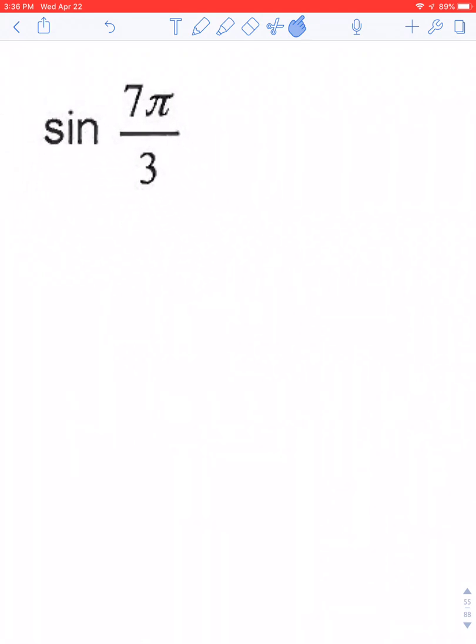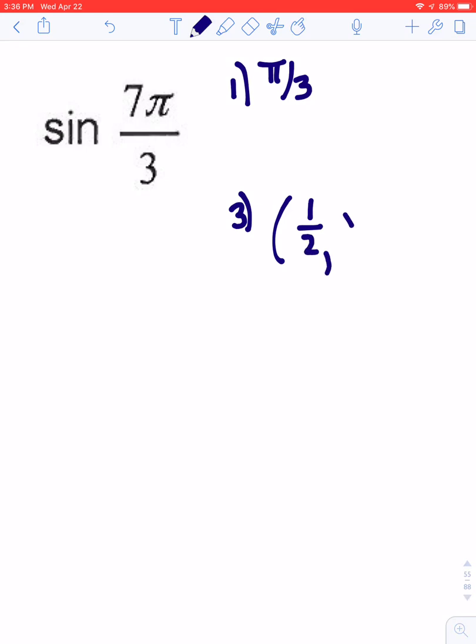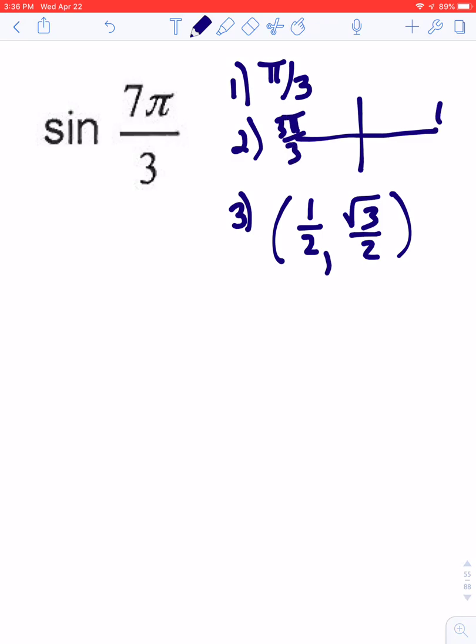Okay, and then number 5. Number 5 asks the sine of 7 pi over 3. So think about first, what family? See if you can write down the ordered pair for that family. Now let's work on the quadrant it's in. Six pi over 3 is all the way around, so 7 pi over 3 is going to be back in quadrant 1. We know in quadrant 1, the x's and y's are both positive, so we have our ordered pair.